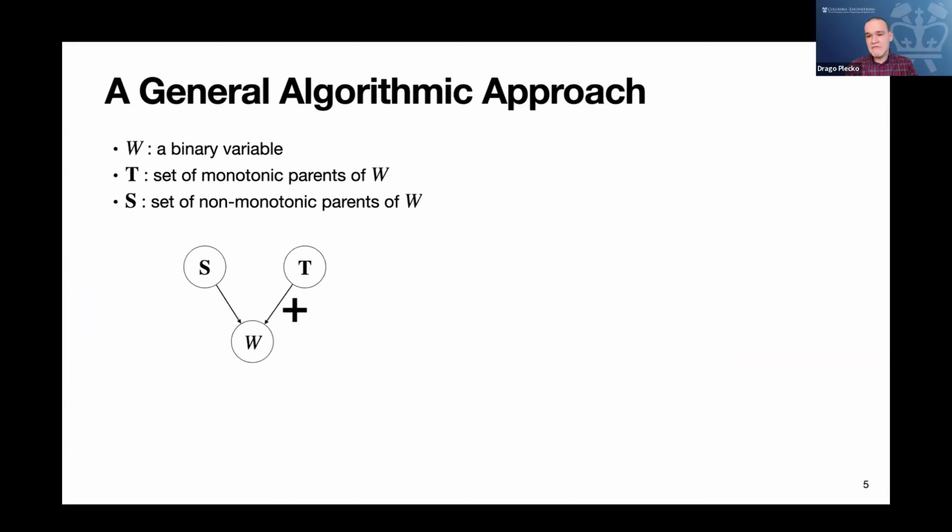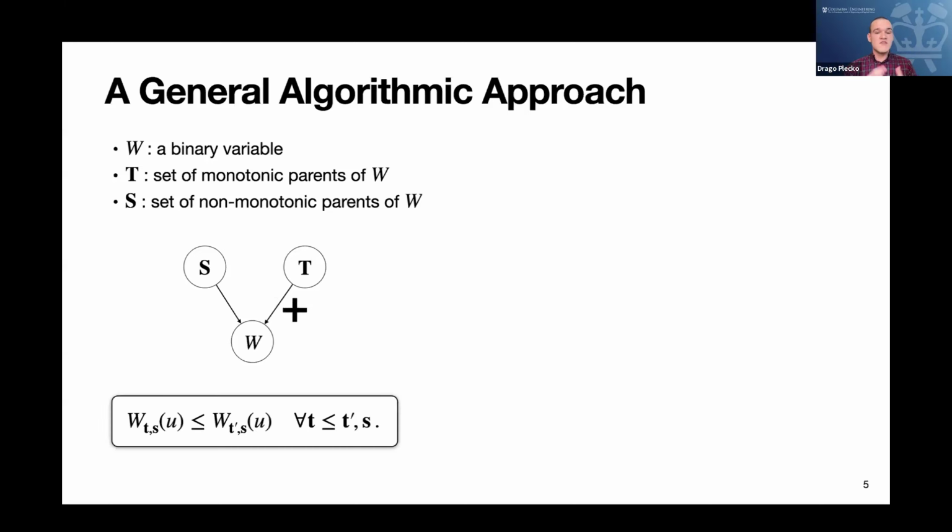Okay, so graphically, this is exactly what is happening. Here S and T are possibly multidimensional. They don't have to be univariate. And the plus here encodes a monotonicity constraint. So in a graphical model, we would add a plus over an edge to encode a monotonicity constraint.